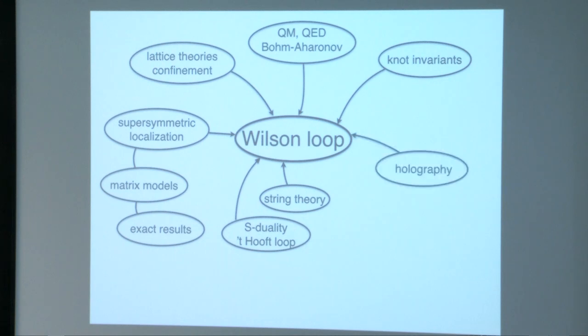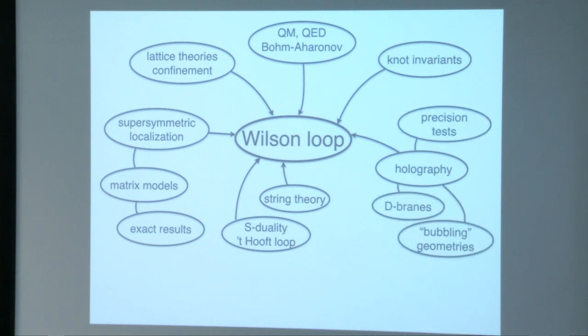Because now, with these exact results, you can really test holography, which is, again, a weak-strong coupling duality, like S-duality. So you really have to have control over one side of the duality very precisely or even exactly in order to be able to test non-trivially these dualities. And so in holography, there are lots of different aspects of Wilson loops that are important. They can give you precision tests. And also, you have many interesting objects that appear. So you have minimal surfaces. You have D-branes. You have bubbling geometries, so fully back-reacted geometries that can all be used to test holography, and they have a duality with Wilson loops.